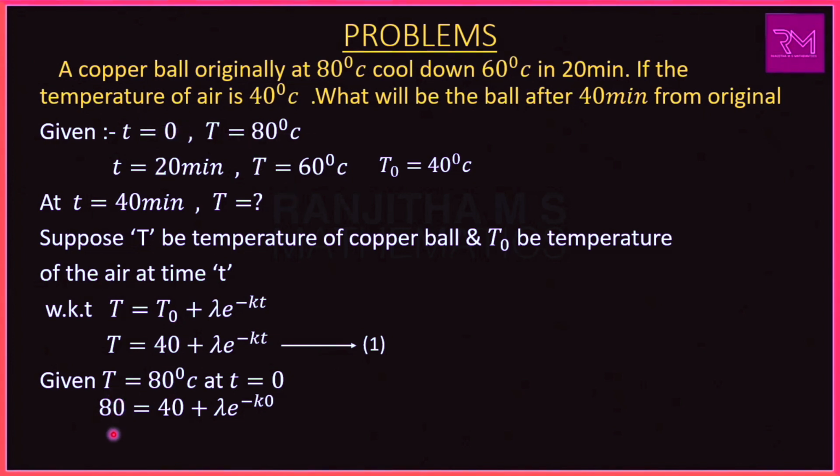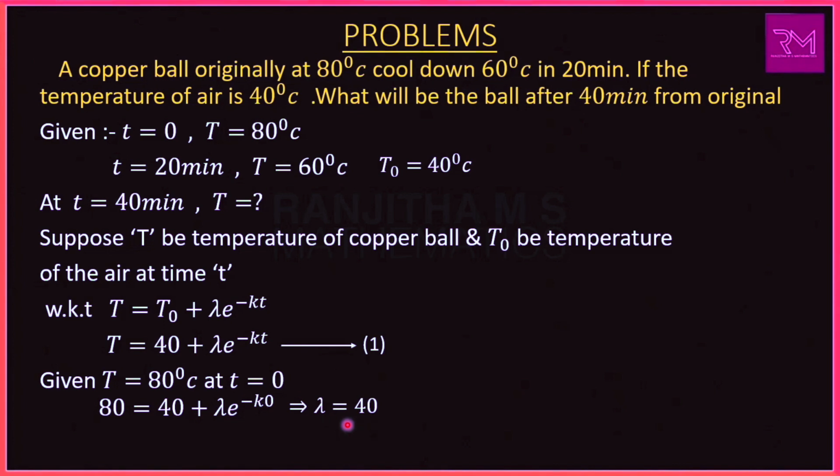So, substituting T as 80, we can take this as 80 = 40 + λ e^(-k·t), where small t is time, that is 0. You know that exponential power 0 is 1. Hence this value becomes 1. Taking the 40 to the left hand side, 80 minus 40 is 40. Hence, we get the value of lambda as 40.